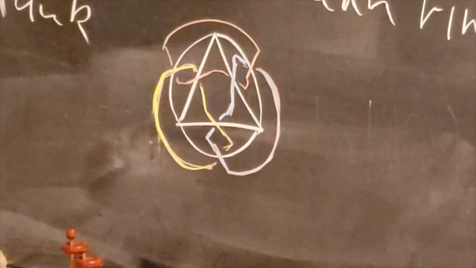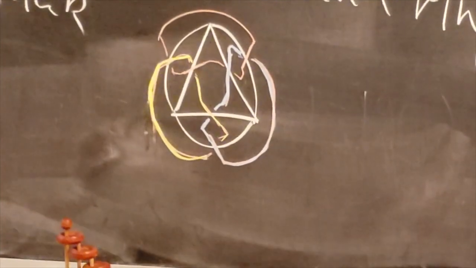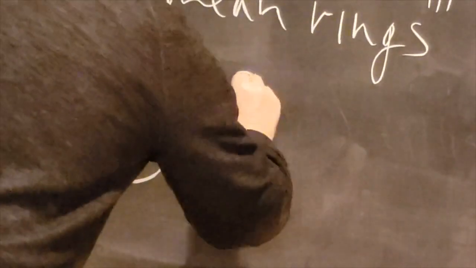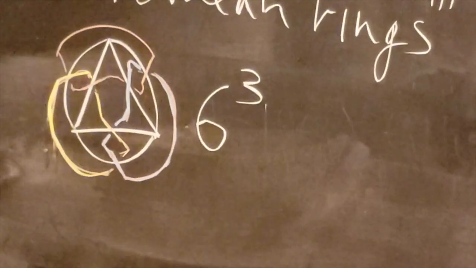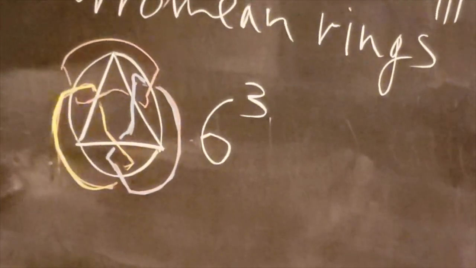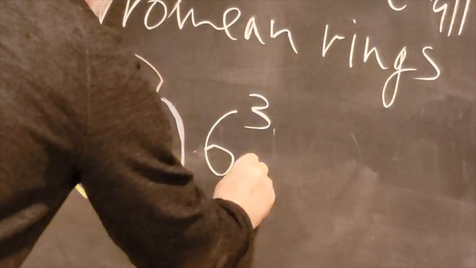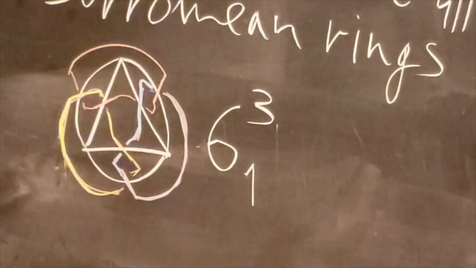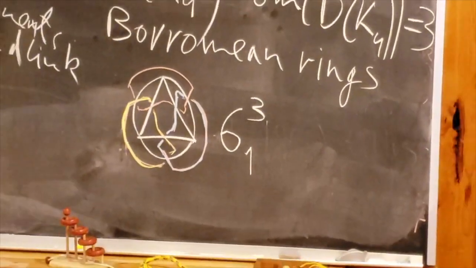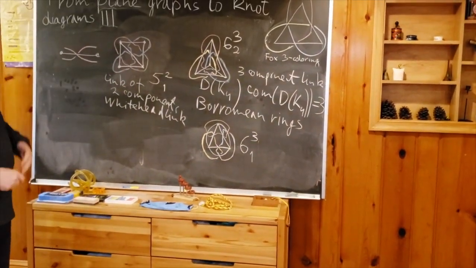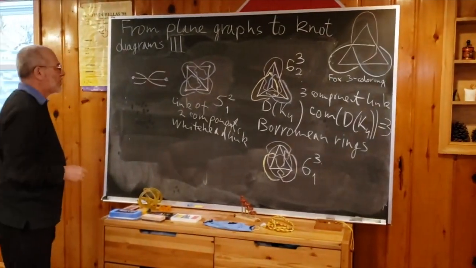And what is the name in Tate notation? It has still 6 crossings, 3 components, and as I was telling, this was taught by Tate simpler than Borromean rings, so this is the first. So we have 6_1^3 and 6_2^3, Borromean ring. There was one more given as homework.